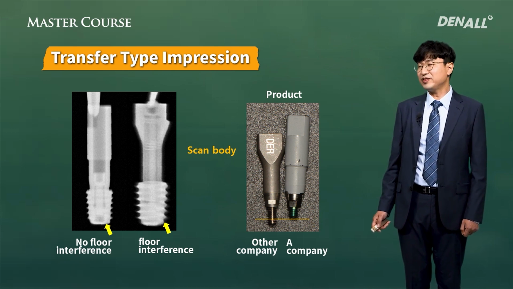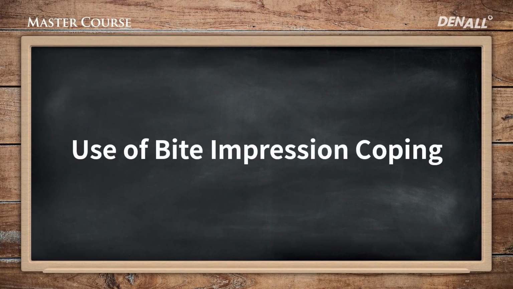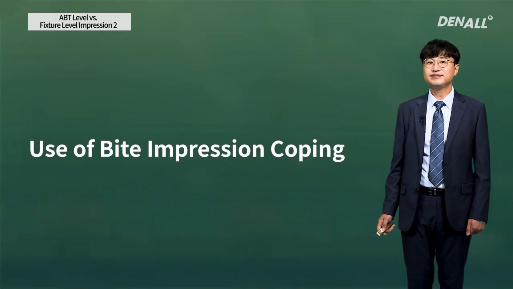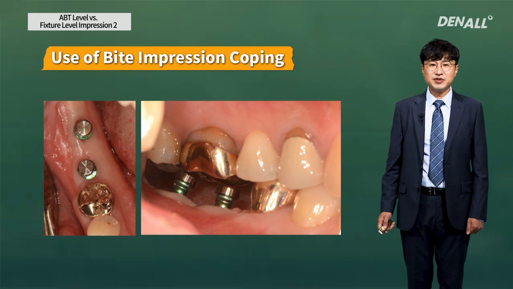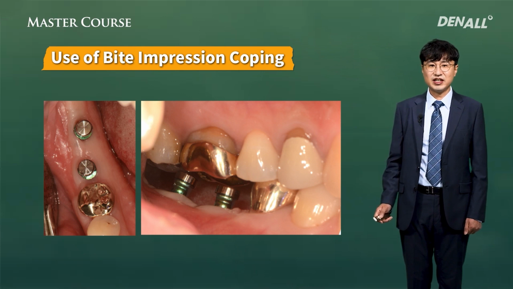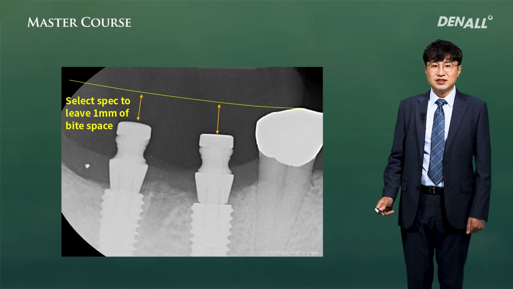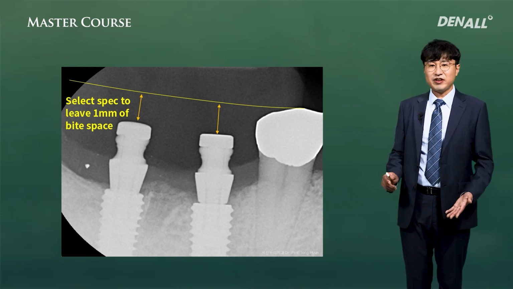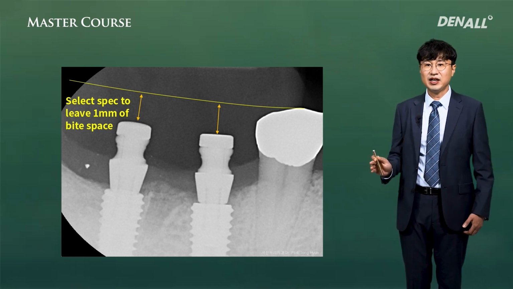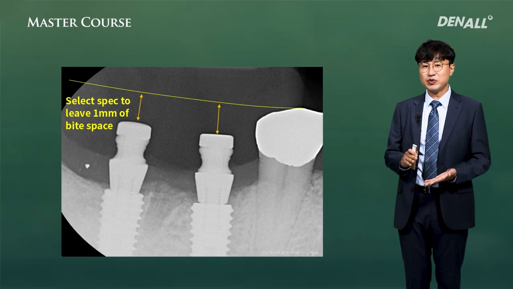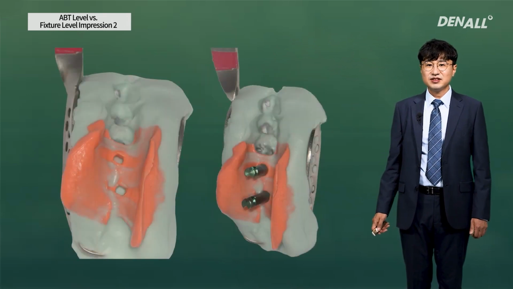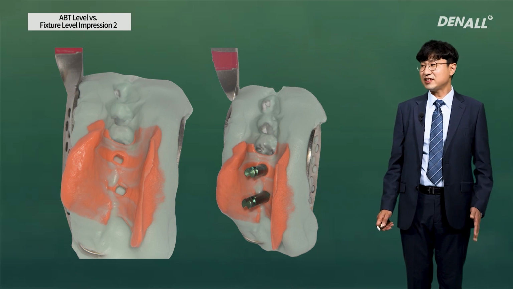Next is the usage of the bite impression coping. Here, with the bite impression coping, you connect the hex correctly in the mouth, and again, the important area is this. In the transfer impression coping, if you create it short, then you have 1 or 2 millimeters of bite space available with the opposite teeth, which is very important. If there's occlusion with the opposite teeth, of course, the bite impression cannot be taken very well. So the same impression is taken as with the transfer impression coping.